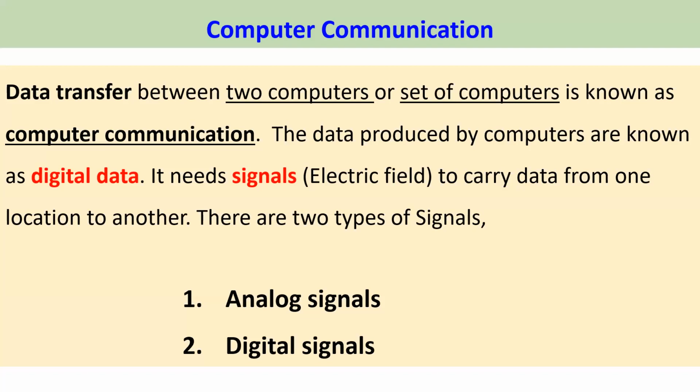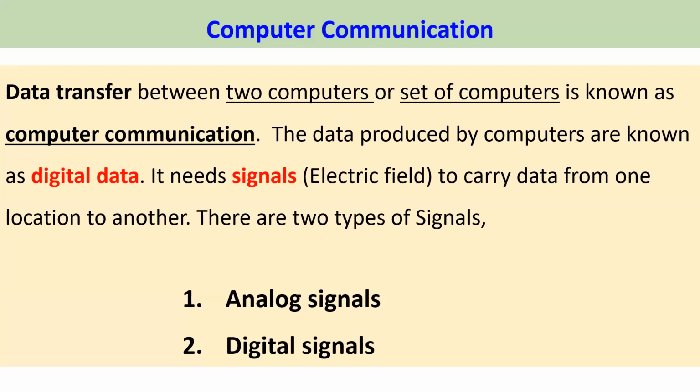Computers make digital data. Then we should know how this digital data travels from one location to another location. Before that, think about how your voice travels to another location. Suppose a face-to-face conversation between two people. One calls the other by name. Then how does that word go to the other person? Through air. The voice travels through air, as signals.